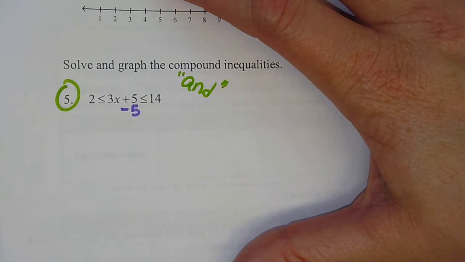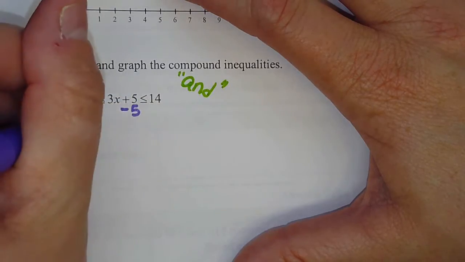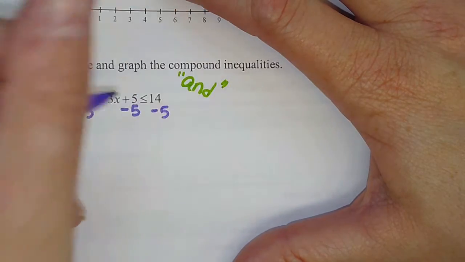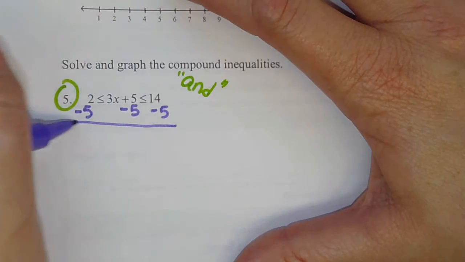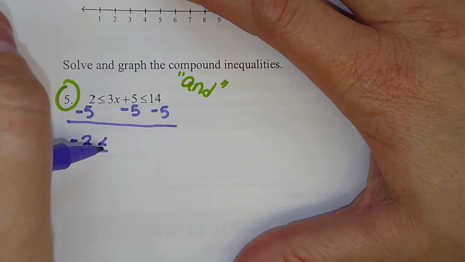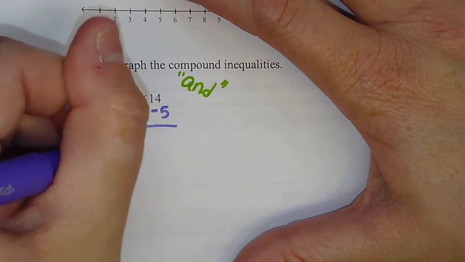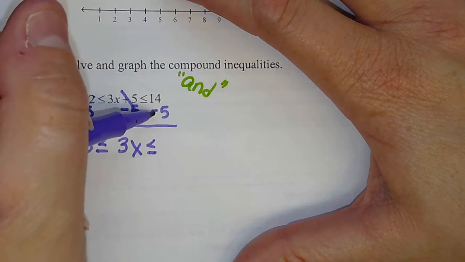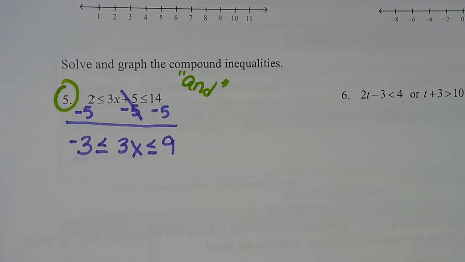And now because I'm solving a compound inequality, whatever I do to the middle, I have to do on the left and the right. So I'm going to subtract 5 here, subtract 5 here on both sides of the inequalities. So then I have 2 minus 5 is negative 3, less than or equal to. In the middle, it cancels. I have 3x, less than or equal to 14 minus 5 is 9. So I have negative 3, less than or equal to 3x, less than or equal to 9.